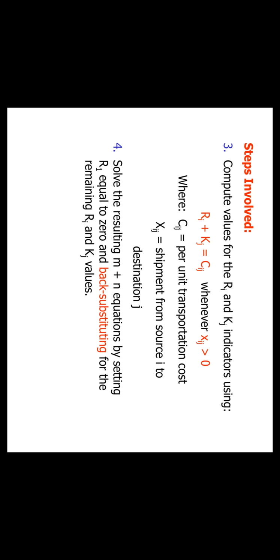After which, step 4 says, solve the resulting m plus n equations by setting R sub 1 equal to 0 and back substituting for the remaining R sub i and K sub j values. The process of back substitution is an algebraic process, which I hope you can still recall. Let's now perform steps 3 and 4.